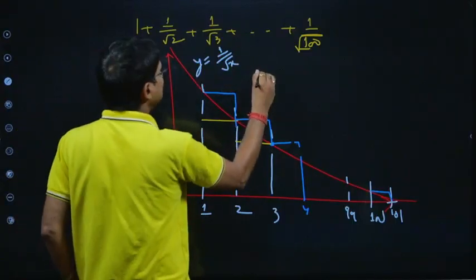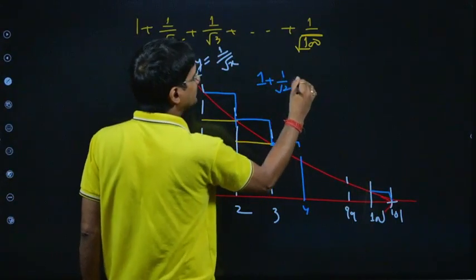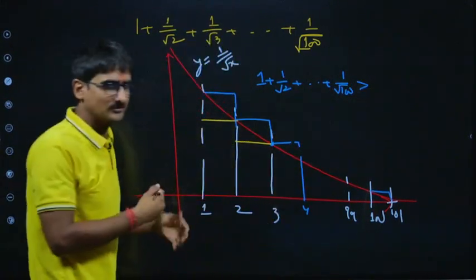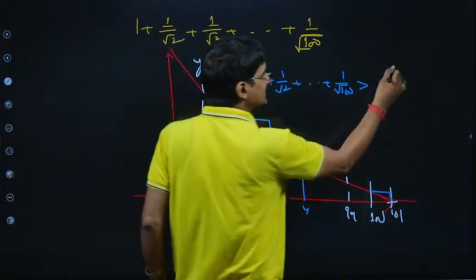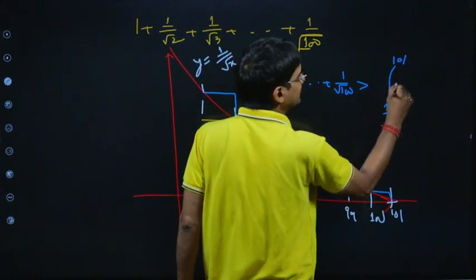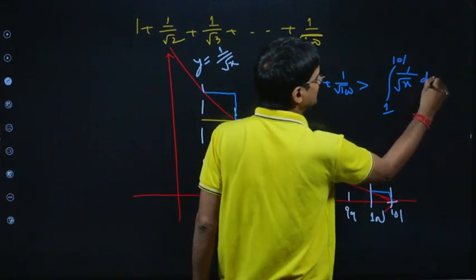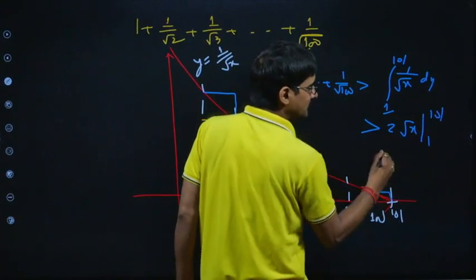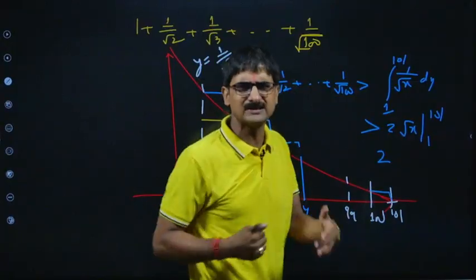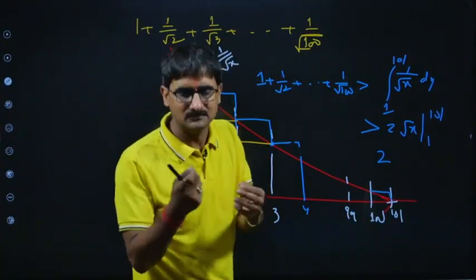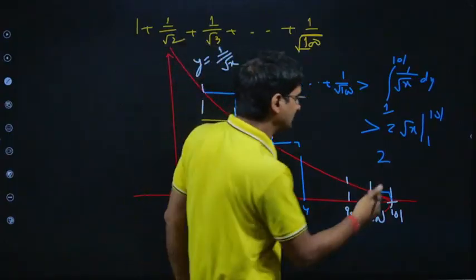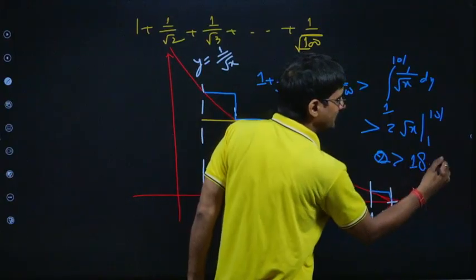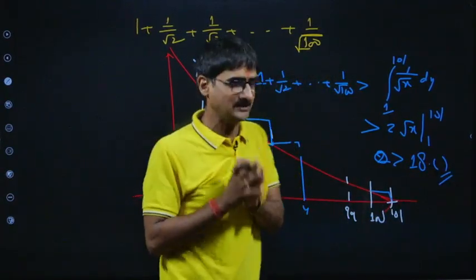Okay, so that means 1 plus 1 by root 2 and so on, 1 by root 100 is more than, of course not equal to, is more than the summation from 1 to 100, 1 by root x dx, and the summation is nothing but 2 root x from 1 to 101. So 2 root of 101 is approximately 10 point something, minus 1 is 9 point something, so 9 point something is greater than 18 point something. It's greater than 18 point something.